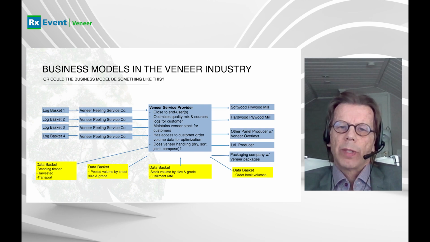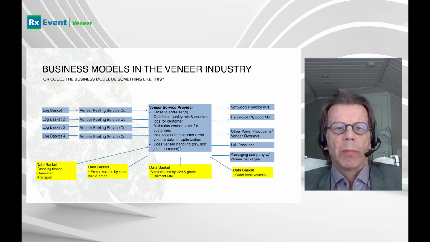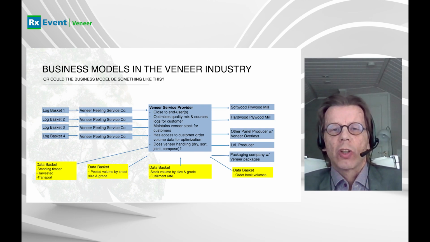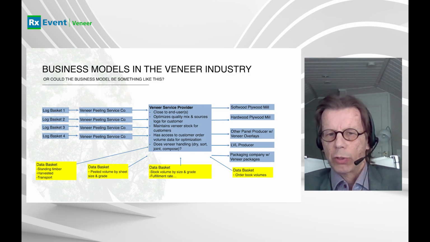The service provider in turn would buy logs and then might have them peeled by a veneer peeling service contractor, or could peel them itself, and then would maintain a stock of the veneer and do veneer handling, such as strength grading, metric carding, composing, patching, scarf joining, whatever it takes to get the veneer in the shape that it needs to be when it's delivered to the end user.